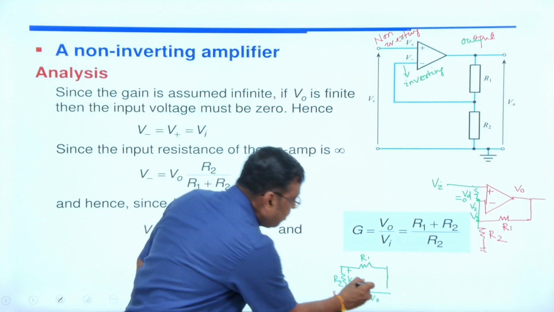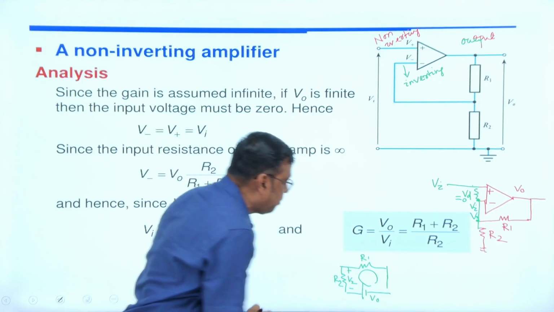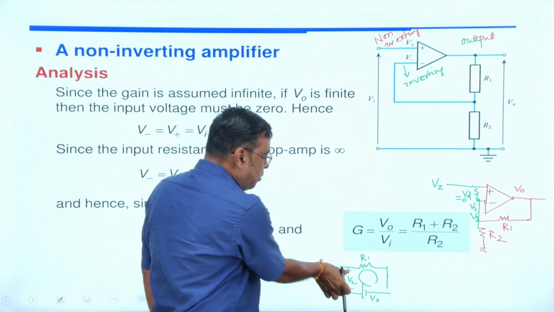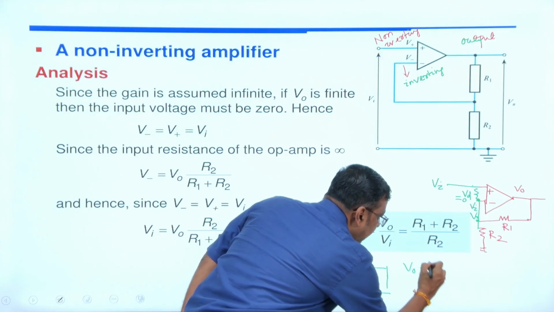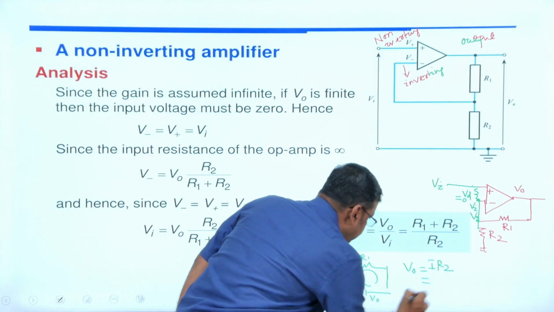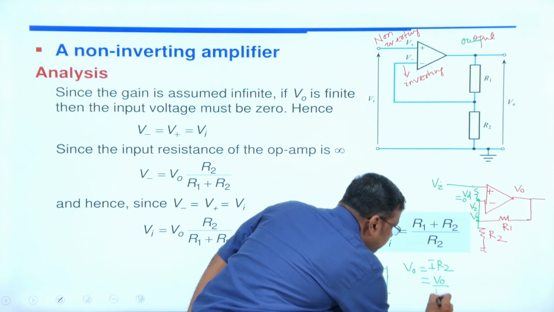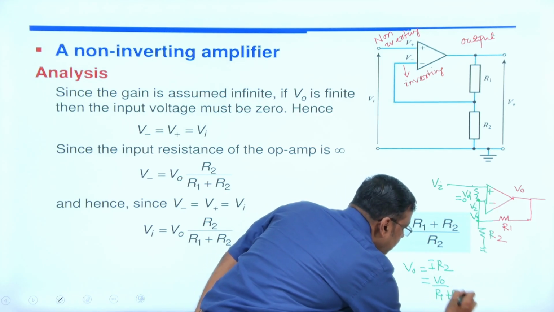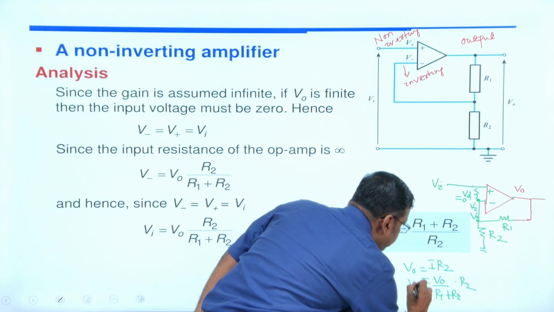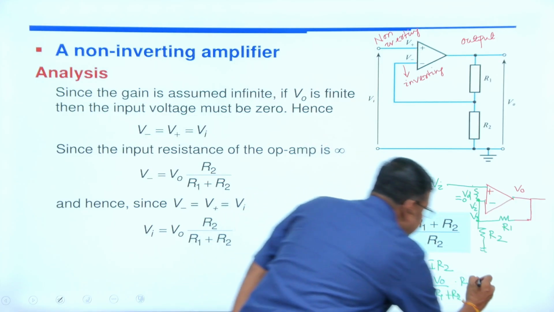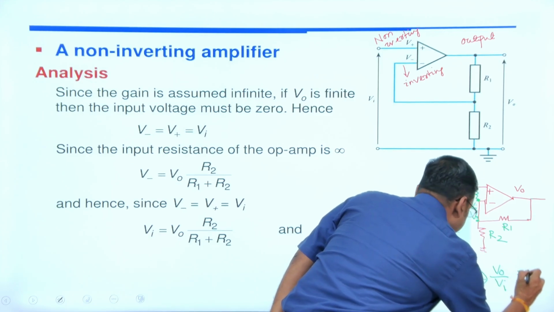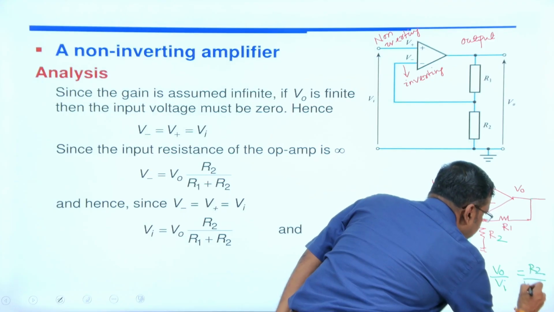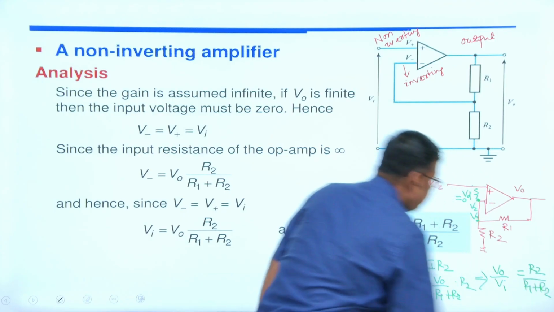Simply you can calculate the current, V0 by R1 plus R2, then find out the voltage V2, that is I into R2. So V2 is nothing but I into R2. Current is nothing but V0 by R1 plus R2, into R2. This is all about your V0, and V0 by Vi equal to R2 by R1 plus R2. Is that it?